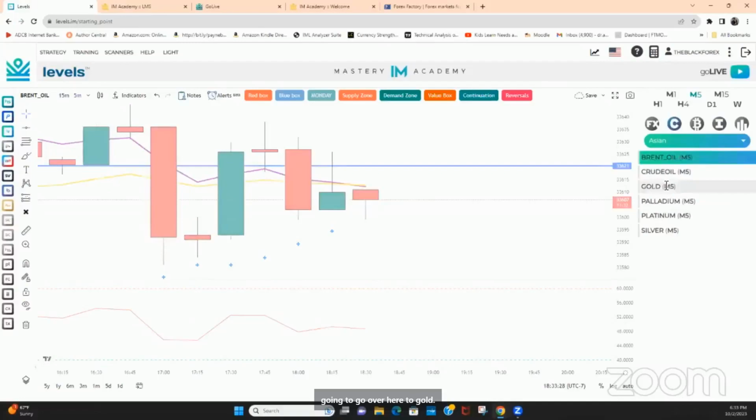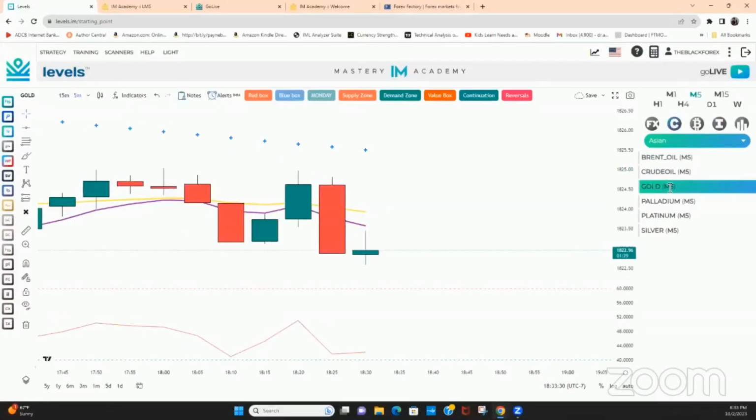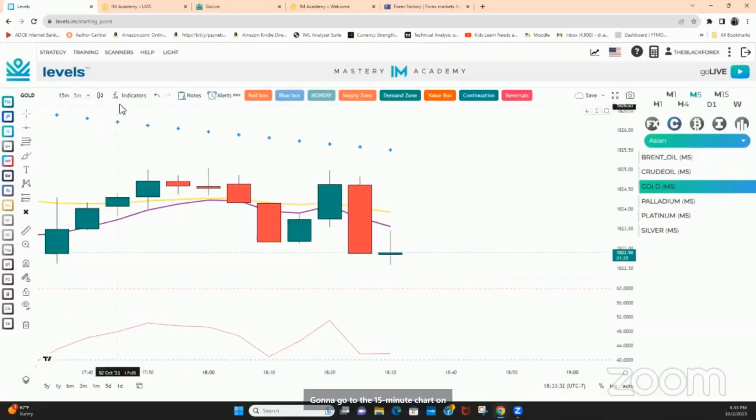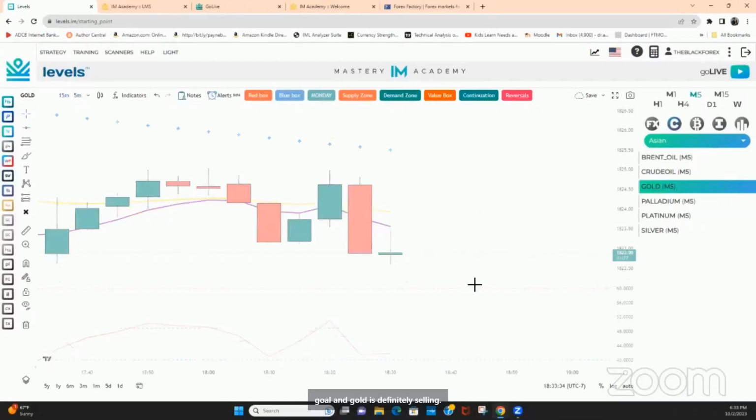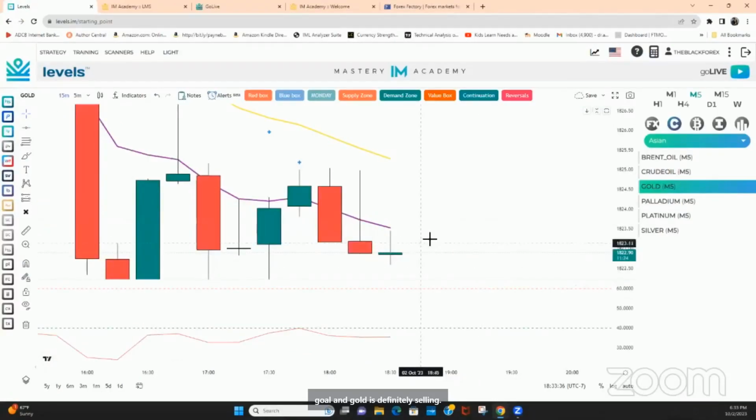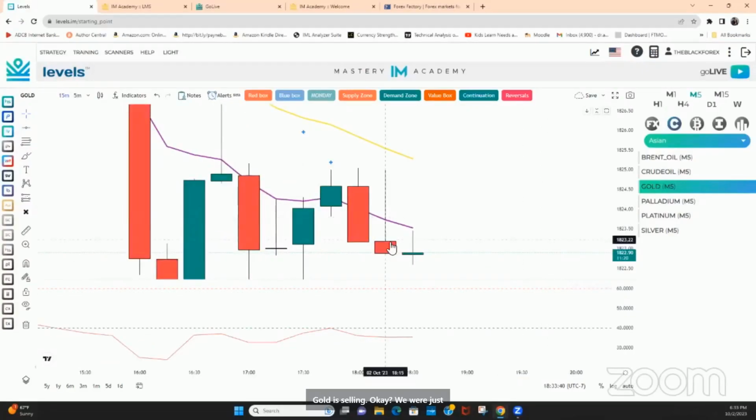Gold, we're going to go over here to gold. We're going to go to the 15-minute chart on gold. And gold is definitely selling. There's no confusion about that. Gold is selling. We're just getting in gold on a red candle, not on a green, so that we know that it will continue. You could get in now if you wanted to.